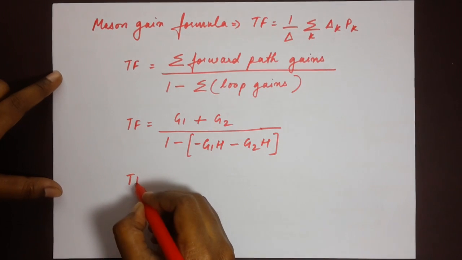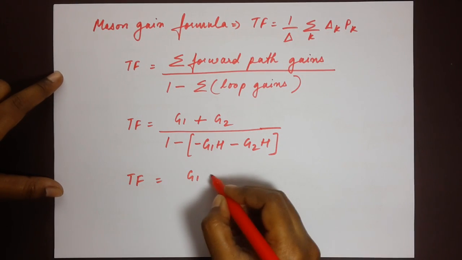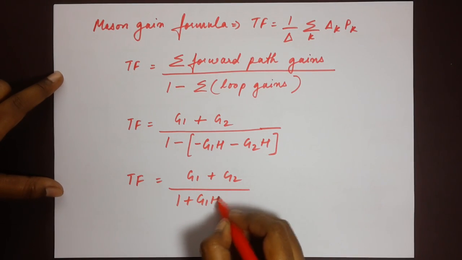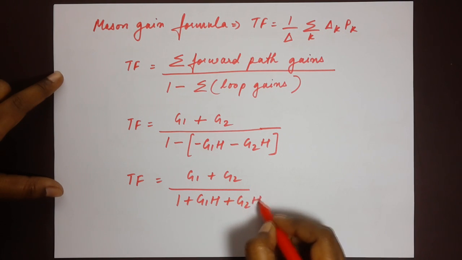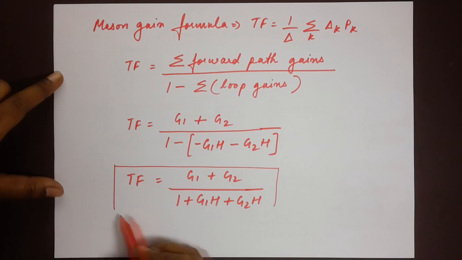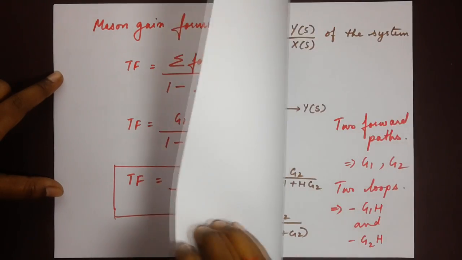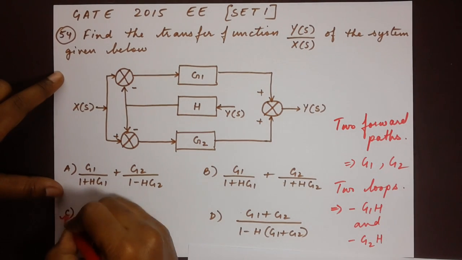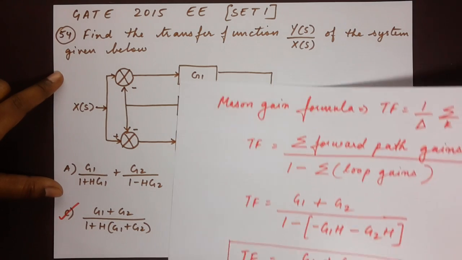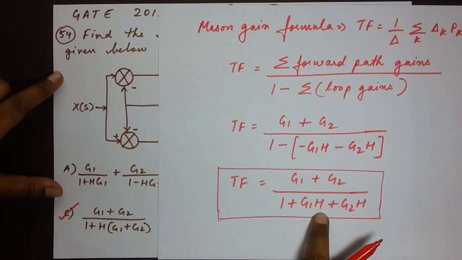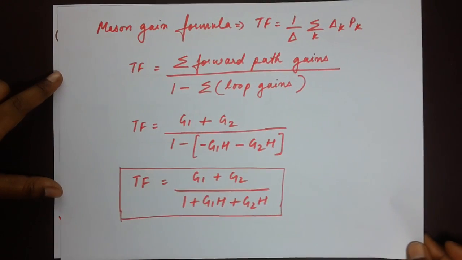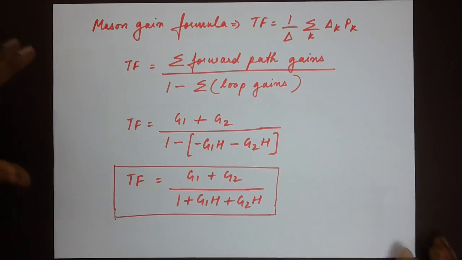So if we open up the brackets and simplify, we will have G1 plus G2 divided by 1 plus G1H plus G2H. This is our transfer function. And if we see, it matches with option C here. If we take H out as a common term, we would have G1 plus G2 divided by 1 plus H into G1 plus G2. Well, this is the entire solution.